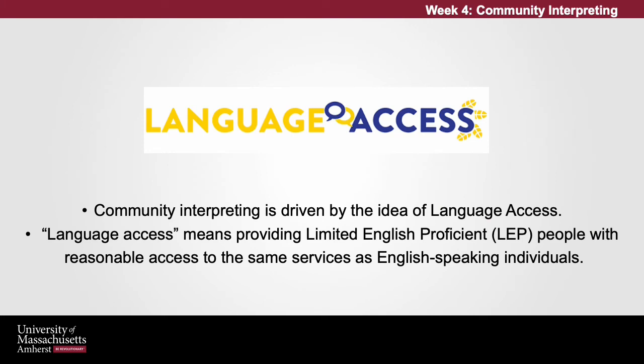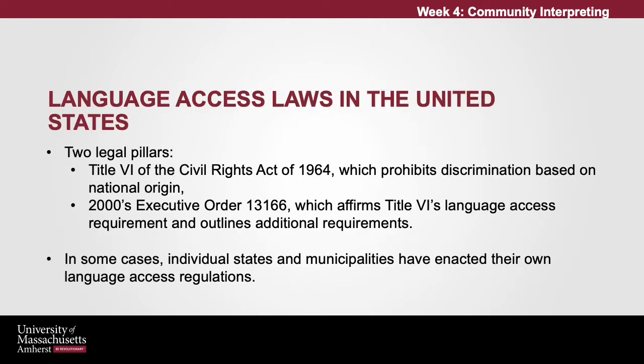Now this takes us to the idea of language access. In fact, community interpreting is driven by the idea of language access, which means providing limited English proficient people with reasonable access to the same services as English-speaking individuals. In the United States, language access is guaranteed by the law. There is first the Civil Rights Act that prohibits discrimination based on national origin, and then an executive order that affirms language access requirements and outlines additional requirements. In some cases, there are individual states and municipalities that have enacted their own language access regulations.